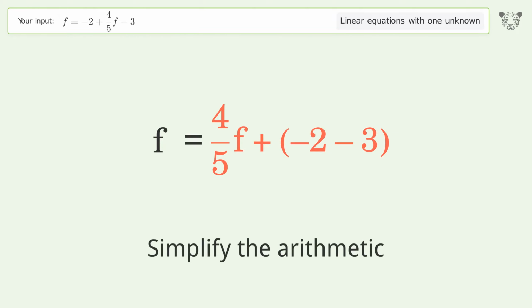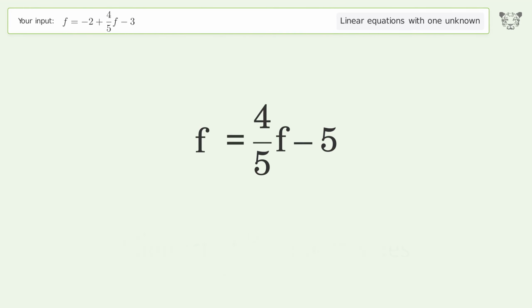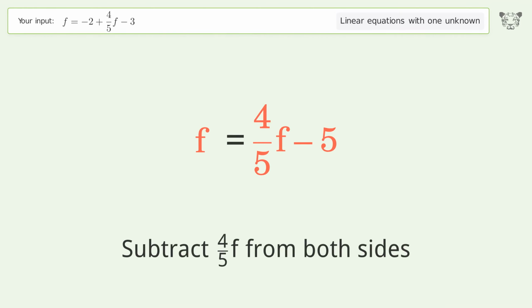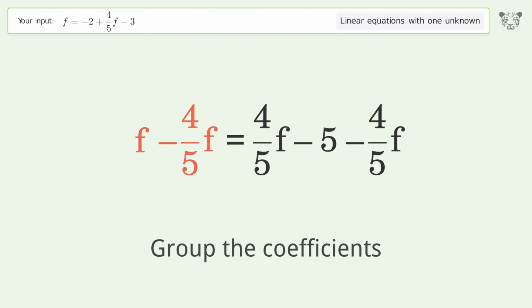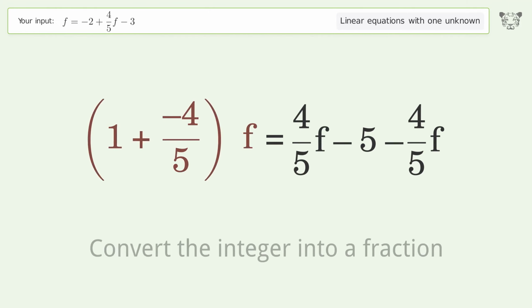Simplify the arithmetic. Group all f terms on the left side of the equation. Subtract 4/5f from both sides. Group the coefficients. Convert the integer into a fraction.